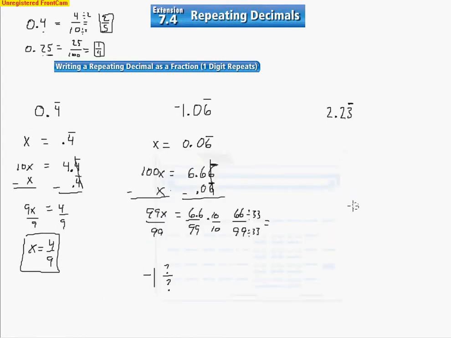So at this stage, I ended up making a little error when I went ahead and did that division. Actually, when I did the multiplication, 99 times 10, I forgot to add the extra 0 here, so I'm going to squeeze that in. So it should be 66 over 990.